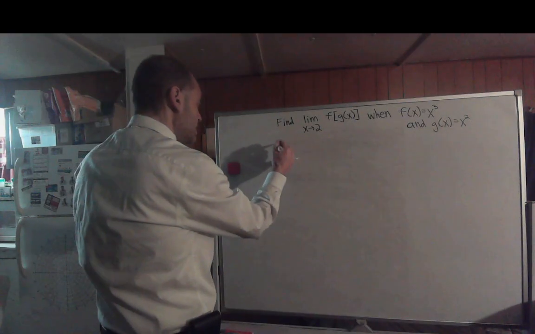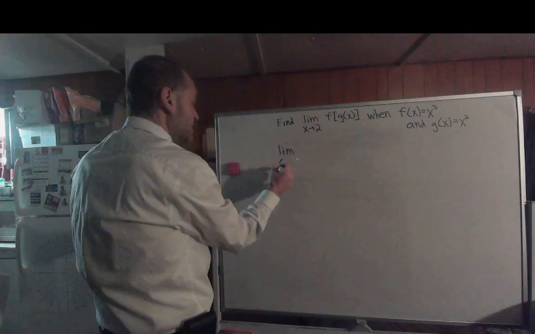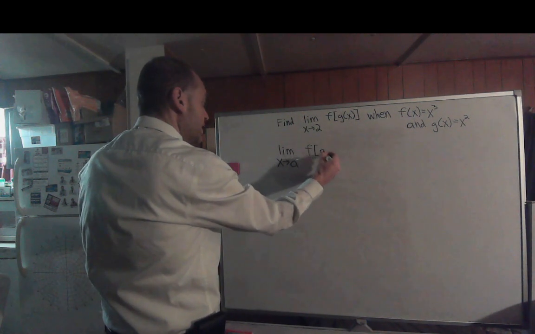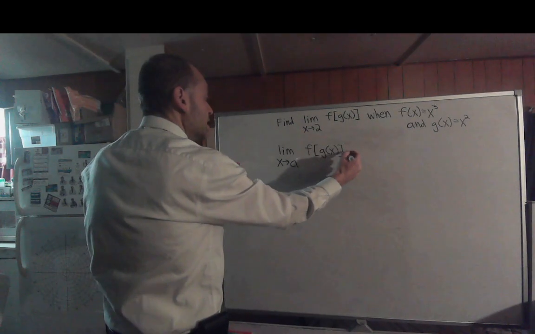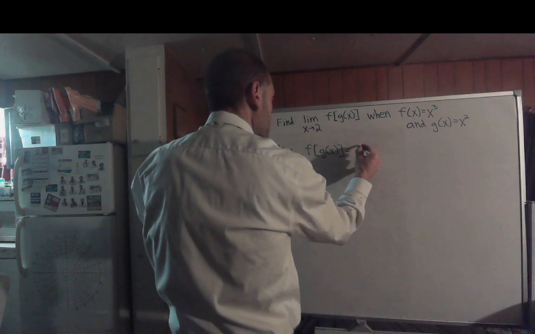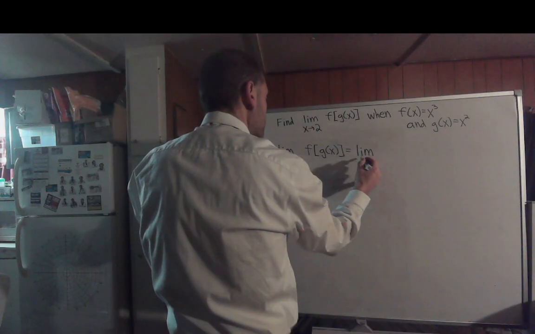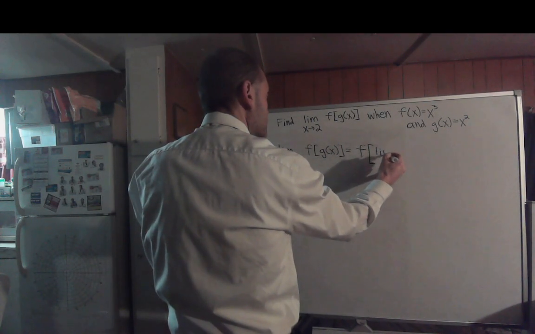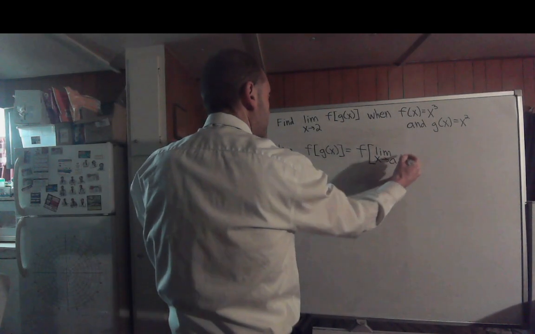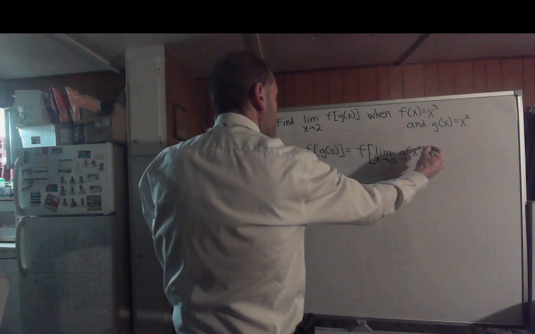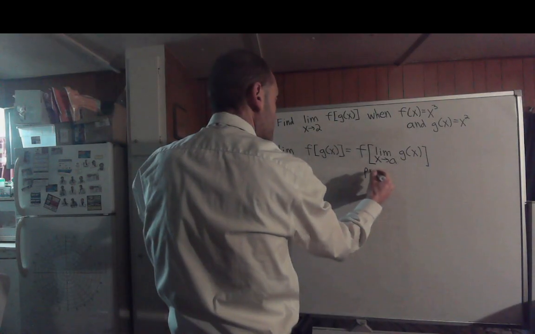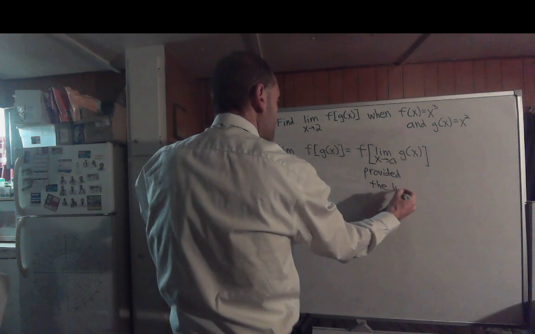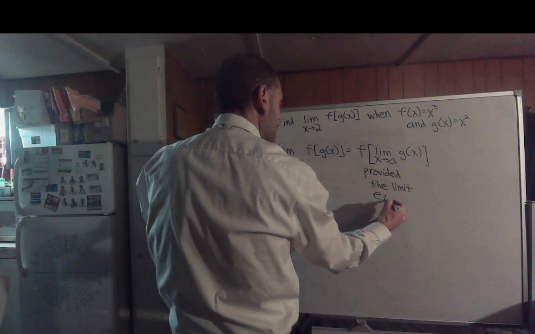In general, if you have the limit of some function as x approaches some arbitrary number a of f of g of x, you could say that that's equal to f of the limit as x approaches a of g of x, provided the limit exists for g of x.